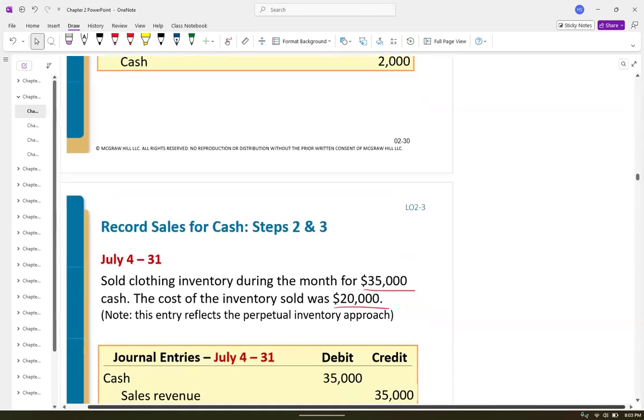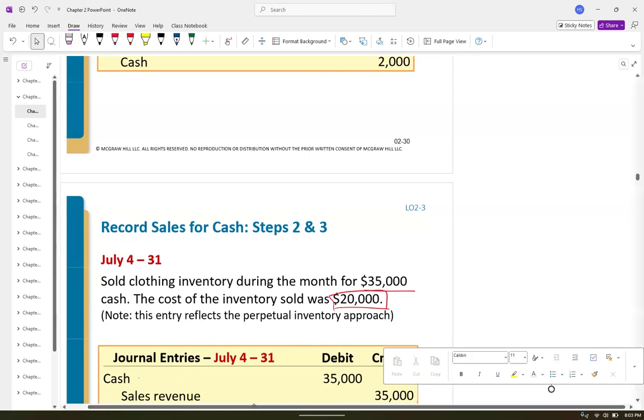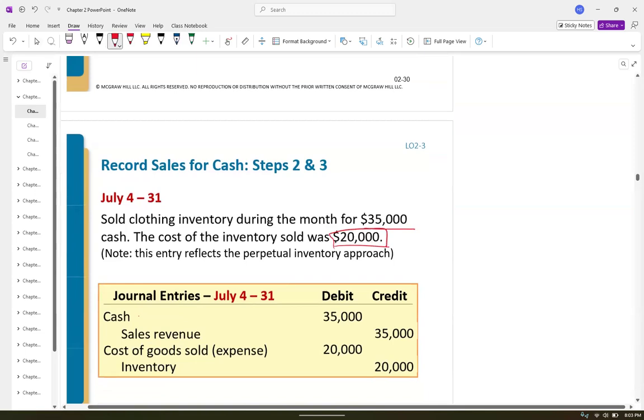Remember, in a perpetual inventory sale, you're going to have two journal entries every single time. So we're going to debit cash, credit our sales revenue, but we also have to take that out of the inventory. So we will debit cost of goods sold for 20,000 and credit the inventory. We're making this inventory go down.